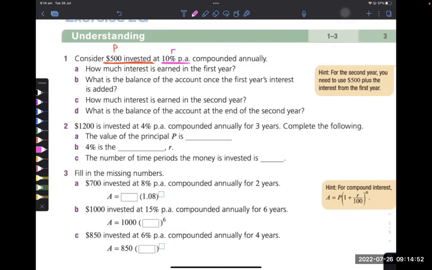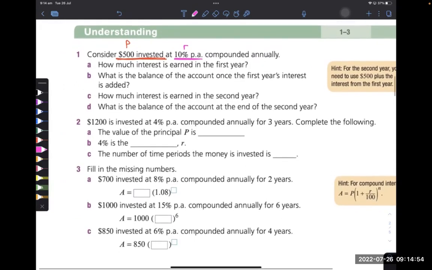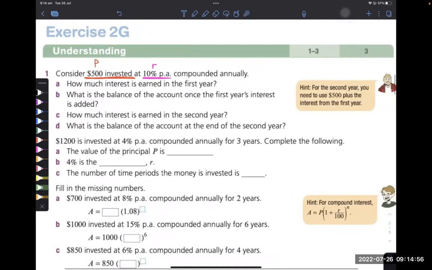There's one more idea that separates this exercise from exercise 2G from exercise 2F. That's the difference between simple interest and compound interest. So a big part of this question is the fact that it's compounded annually. So every year it's only done once. It only adds on the extra part once.